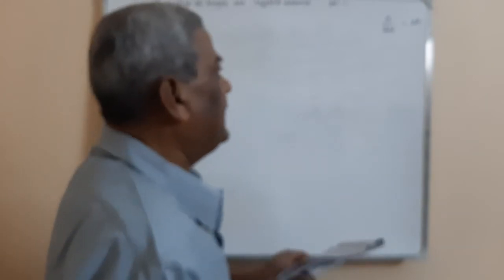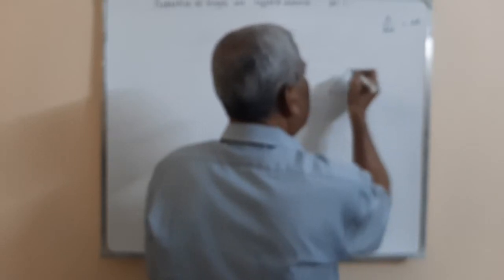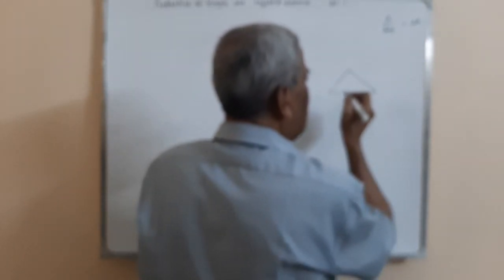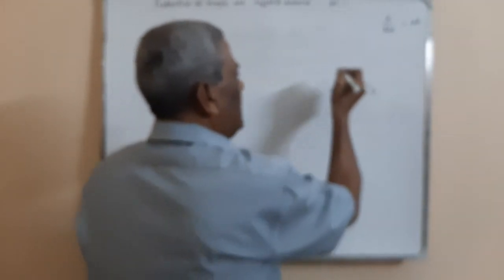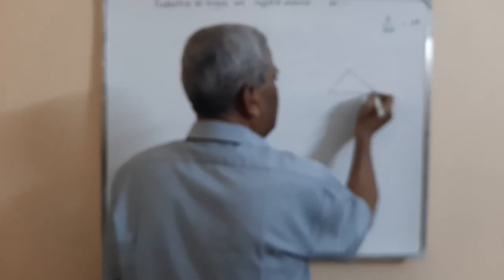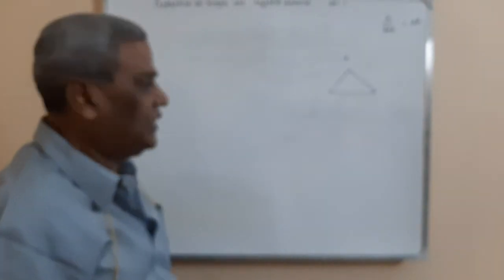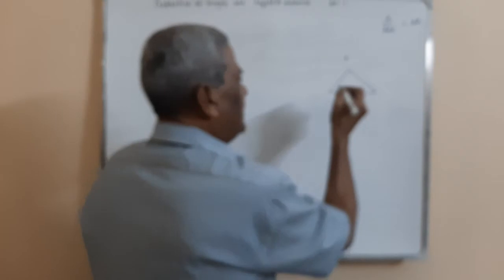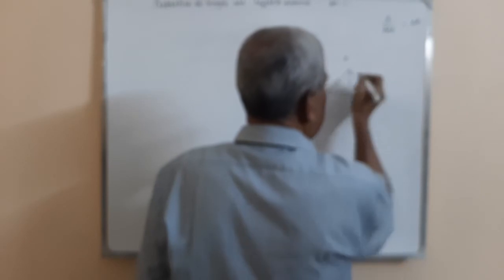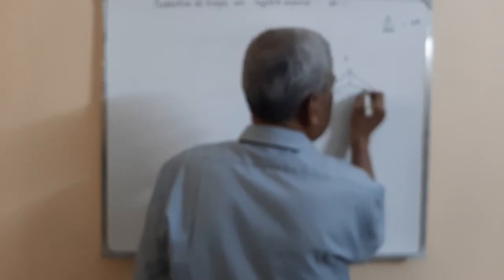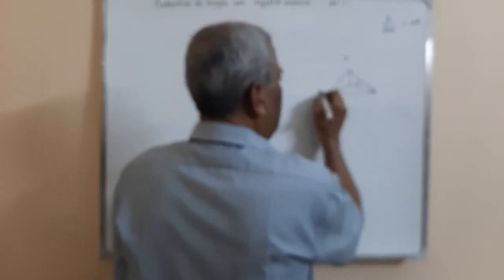Circumcenter for any triangle. Suppose this is a triangle, a circle which circumscribes this triangle, that is passing through the three vertices A, B, and C. This is called the circumcircle, and its center is the circumcenter. If it is the circumcenter, clearly this is a radius, this is another radius, this is another radius. For circumcenter O, OA is equal to OB is equal to OC.